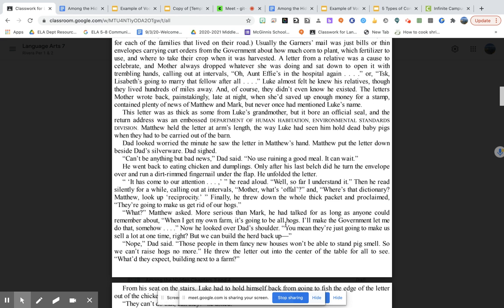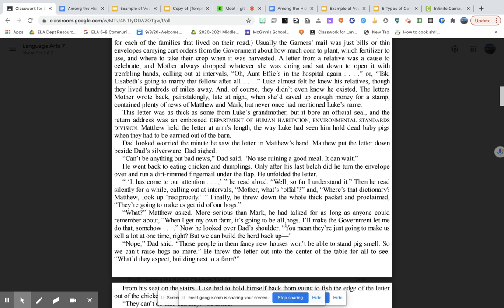He went back to eating chicken and dumplings. Only after his last belch did he turn the envelope over and run a dirt-rimmed fingernail under the flap. He unfolded the letter. "It has come to our attention," he read aloud. "Well, so far as I understand it." Then he read silently for a while, calling out at intervals. "Mother, what a fault, and where's the dictionary?"